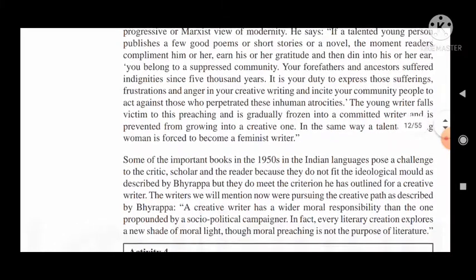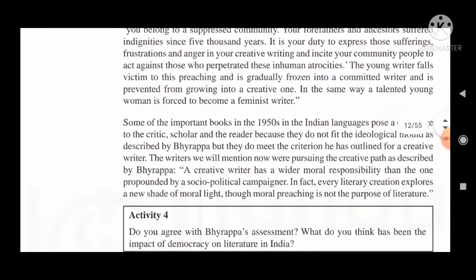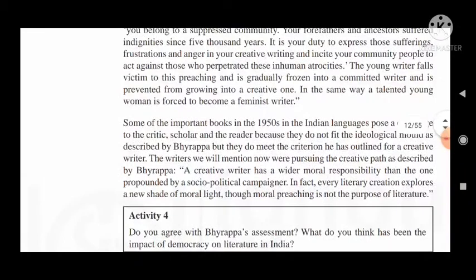Your forefathers and ancestors suffered indignities for 5,000 years. It is your duty to express those sufferings, frustrations and anger in your creative writing and incite your community people to act against those who perpetrated these inhuman atrocities.